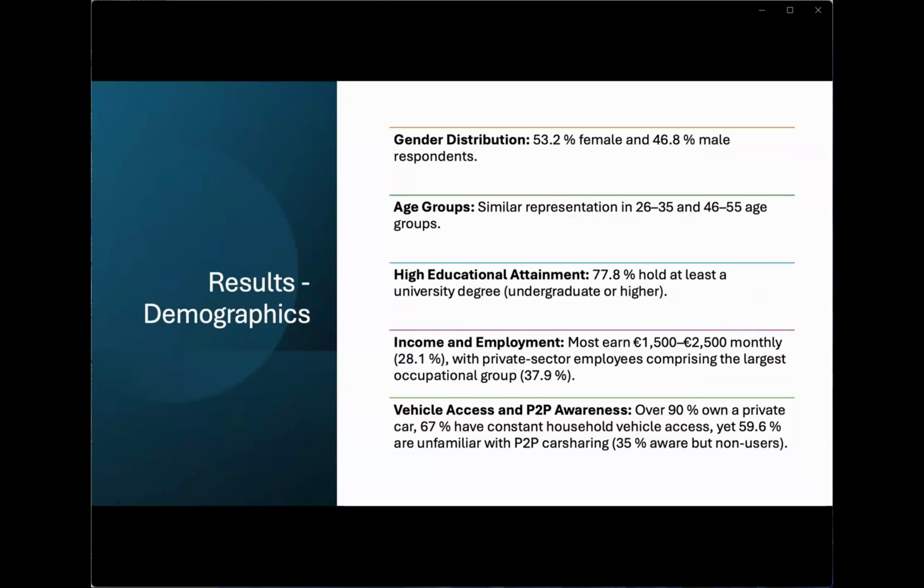In terms of demographics, approximately 53% were women and 47% were men. We have a similar representation in the 26-35 age group and in the 46-55 age group. Almost 78% hold at least a university degree, either bachelor or master. Most of the respondents were also employed in the private sector, comprising the largest occupational group, around 38%. Finally, over 90% own a private car, and 67% have constant household vehicle access. However, almost 60% are unfamiliar with peer-to-peer car sharing.